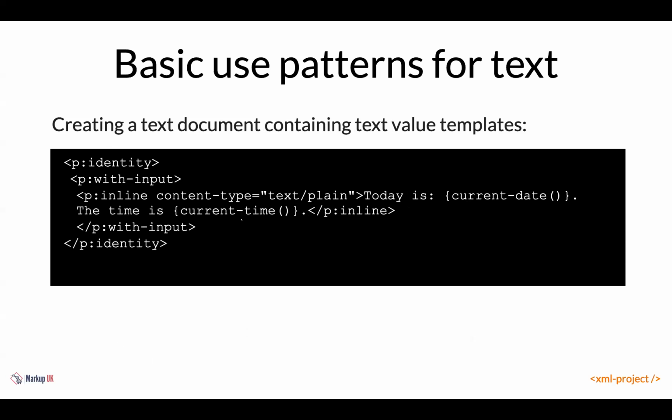Here we have a text document, and inside is a text value template, which is just a call to the current XPath current-date function. Technically, everything between this curly bracket and this curly bracket is taken as a text, which is interpreted as an XPath expression. It's evaluated, and the result is inserted in this text. In this case, it's an xs:dateTime, which is serialized to a text. So this would be today is the day, current day, and here we have the same with the current time.